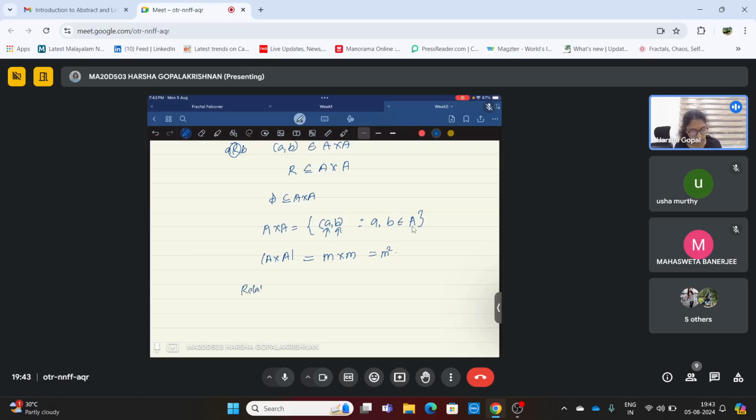A relation from A to B means it is a subset of A cross B. Here A and B are the same, so a relation is a subset of A cross A. So how many relations are there? This question is equivalent to how many subsets, because each subset is a relation, and each relation is a subset of A cross A. How many subsets?